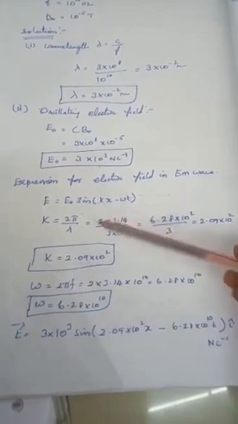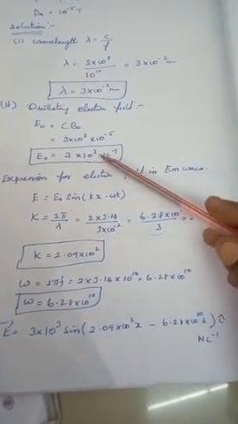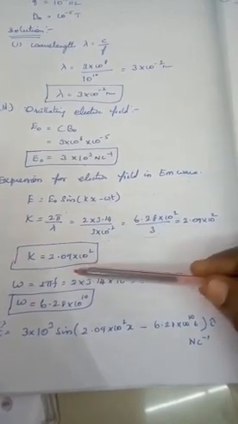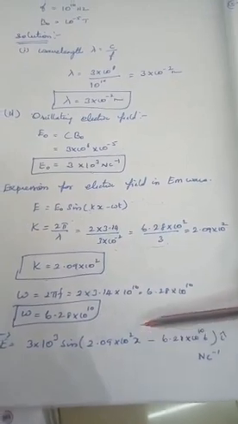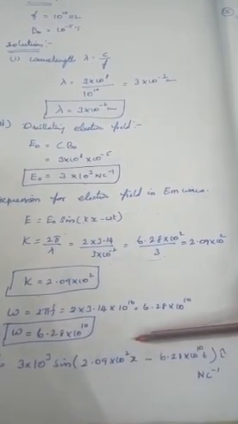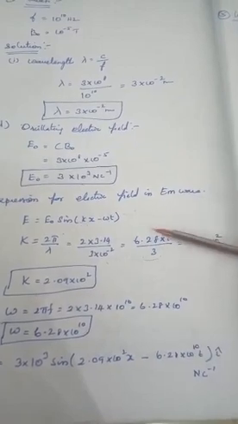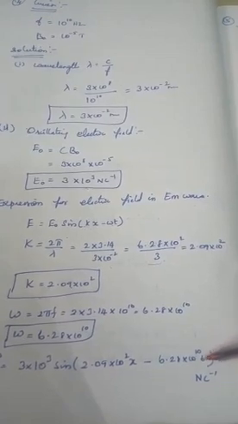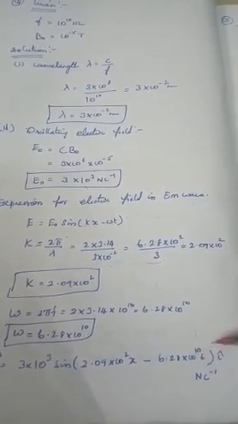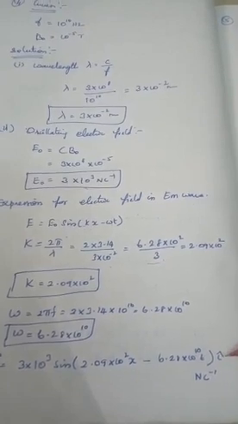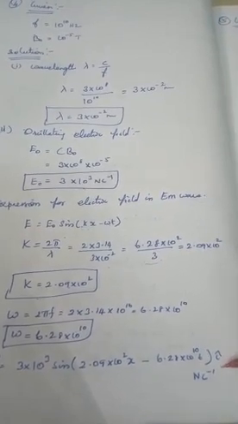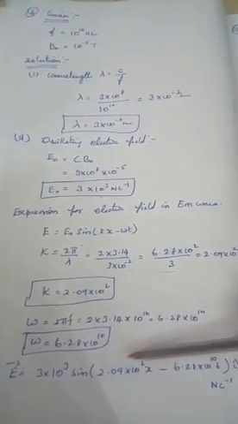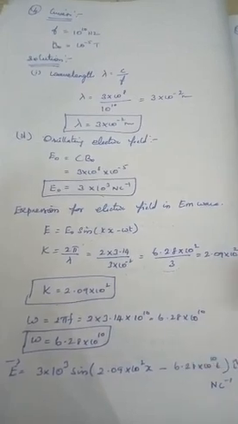E vector is equal to E naught value 3 into 10 to the power 3, then sin of kx minus omega t. K value 2.09 into 10 to the power 2 into x minus omega value, substitute that, then t is t. There is no t value given, so we have to write the t value. Then it is in the direction of i vector, that is the x axis. So that is the unit Newton per Coulomb. So this is the equation for the above values.